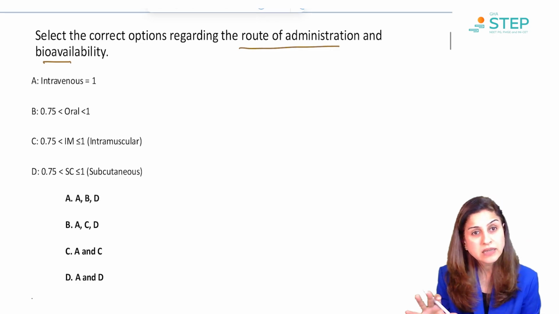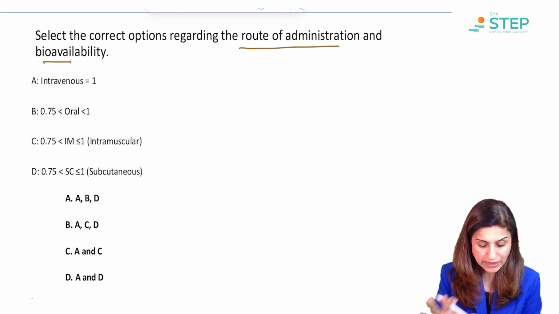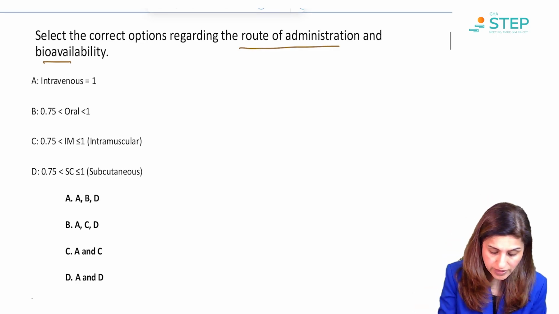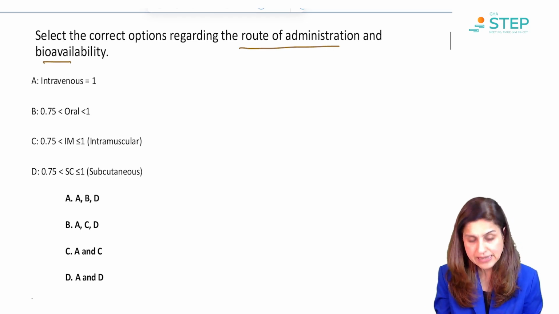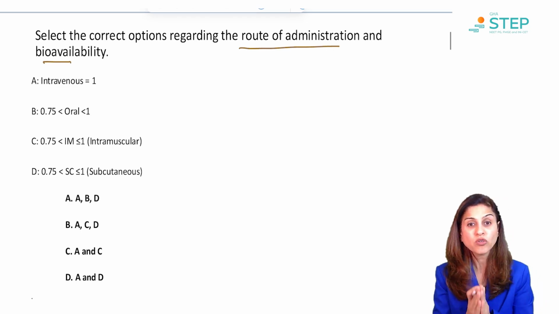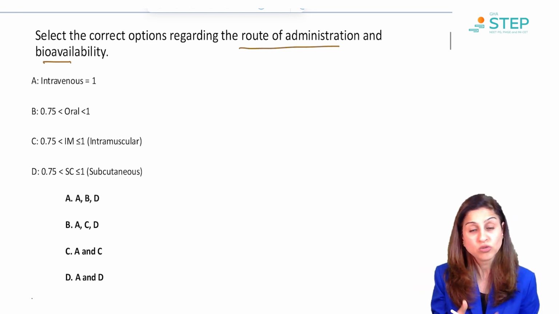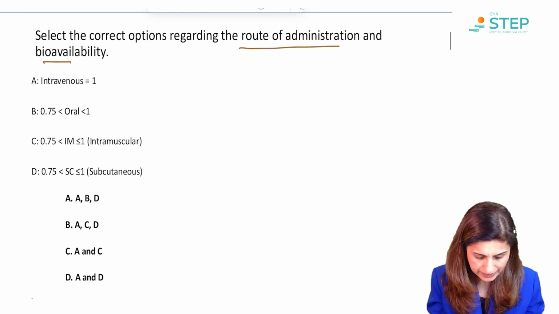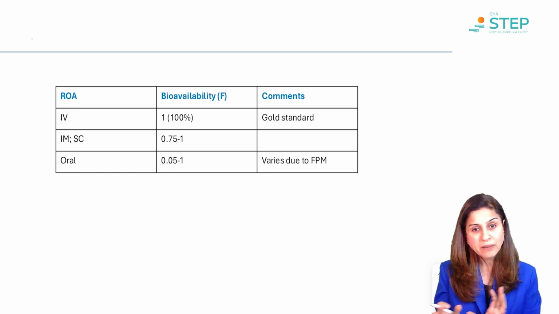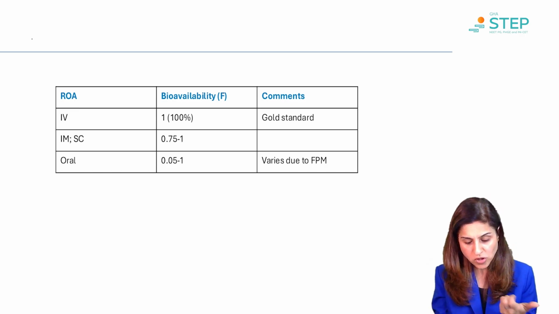So which of them are correct? There are multiple choice answers: whether it is ABD, ACD, A and C, or A and D. Again, we first understand what is happening here and then we come back to this MCQ to solve it. Route of administration is the important thing, and we should know the bioavailability.